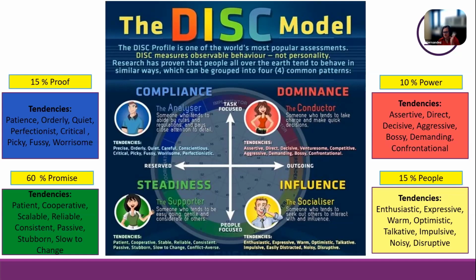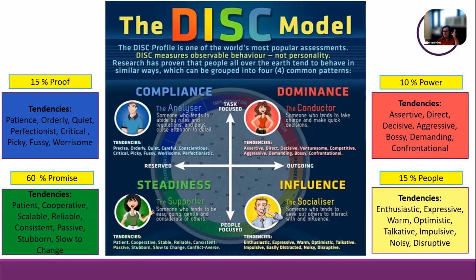Now, if you go back, I'm going to divert a little bit because I didn't explain this on the other. So on the D, the 10% power that you see in the yellow square there, 10%, they relate with power. Like they're like this. Now the I's, 15% down below, the people means they need people. They need to be around people. They need to be social. They need to not be cooped up. That's what really makes them tick. So that's what the word in the yellow means.